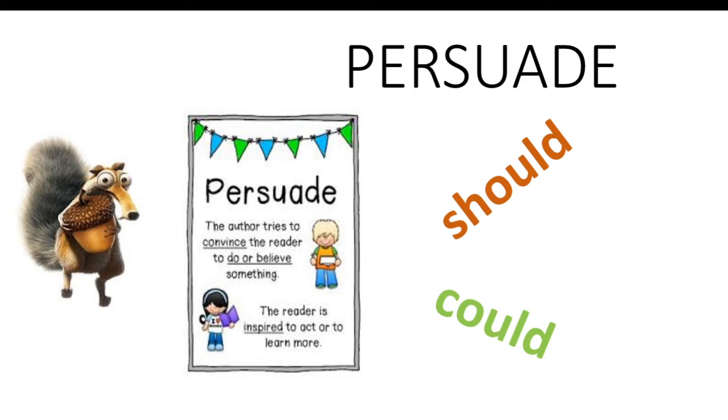Other clue words are also could or best. The best thing to do is to take the summer vacation to France. France is the best place to visit. You should go to France if you want to see the Eiffel Tower. That is persuading. The author is trying to convince me to do something.